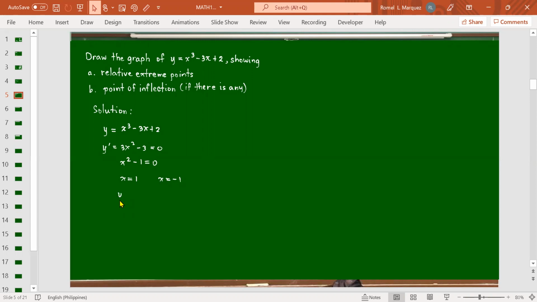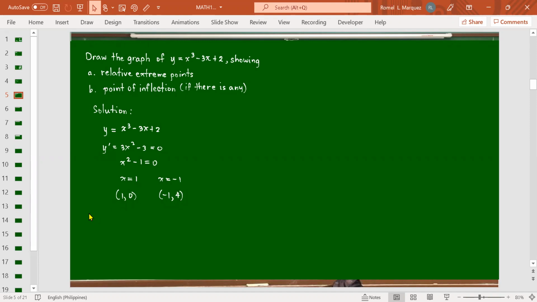So what is the y value corresponding to this? If x is 1, y is 1 minus 3 plus 2, which is 0. Okay? If x is negative 1, what is y? Negative 1 plus 3 plus 2, which is 4. Is it a relative min or relative max?